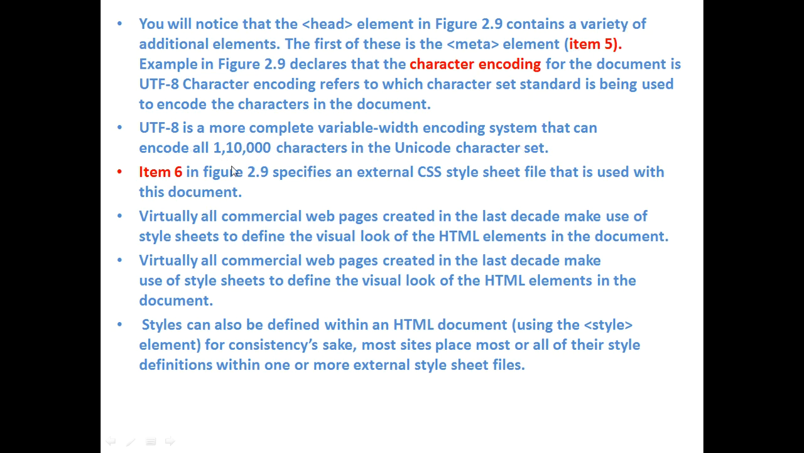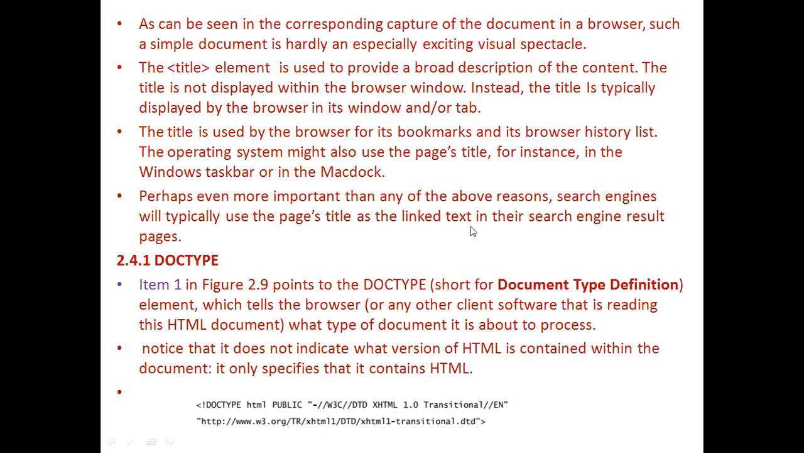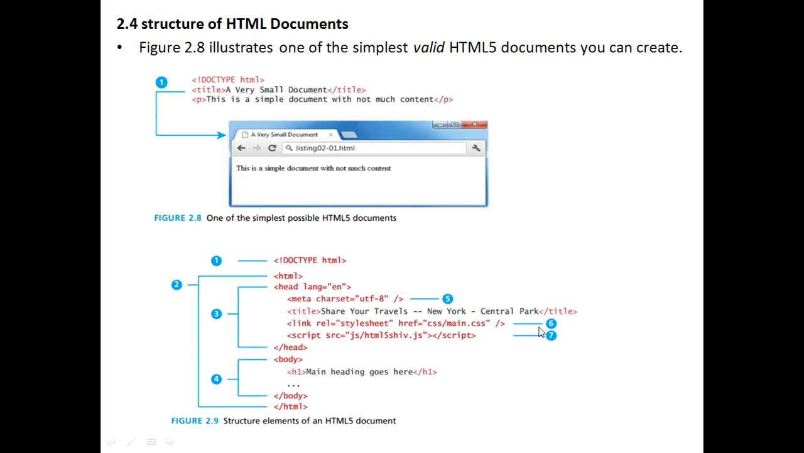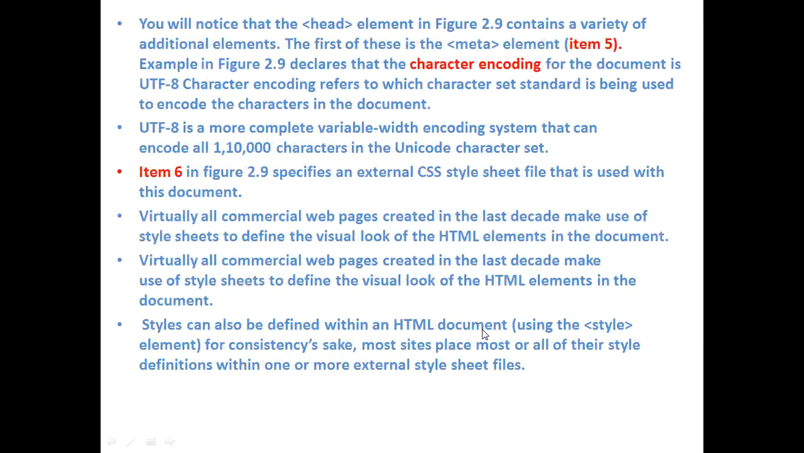Now it's item number 6. Items number 6 and 7 are the links here. 6 is for the cascading style sheet, 7 is for the JavaScript. This is only the link. The files may be stored in your computer along with the HTML pages, that is .js and .css. These are two different files. Clear? Item 6 in figure 2.8 specifies the external CSS style sheets.